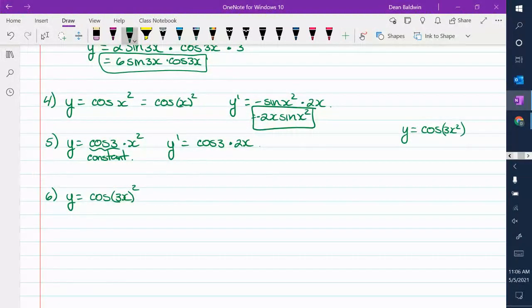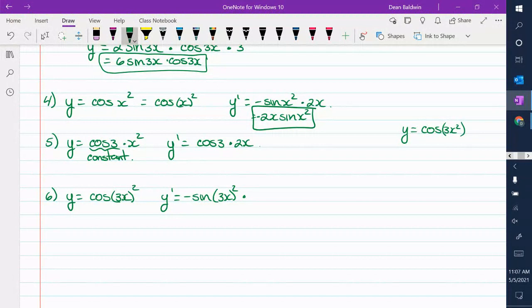Is the cosine being squared? No. So the outermost function is cosine, so I do that first. Derivative of cosine is negative sine of all this stuff times. Now you've done the cosine derivative. That function is gone. Now you just have to do the derivative of 3x all squared.